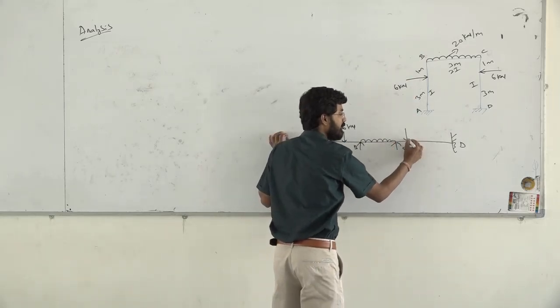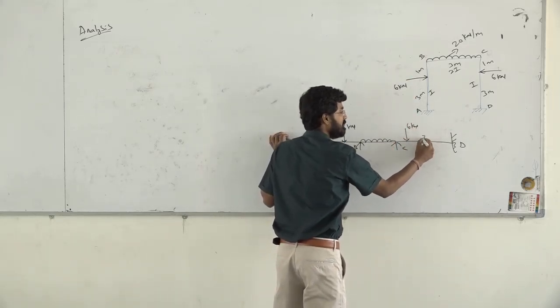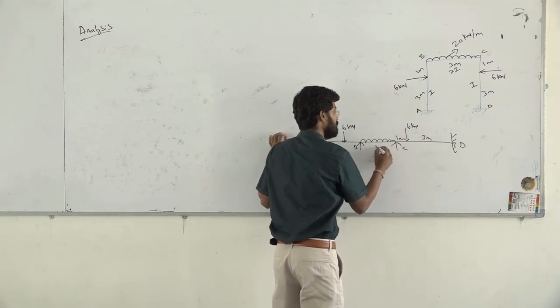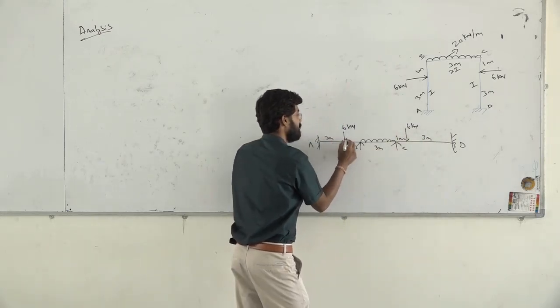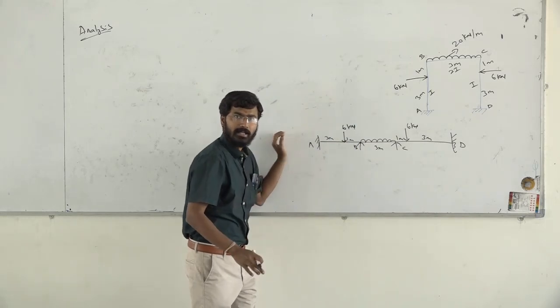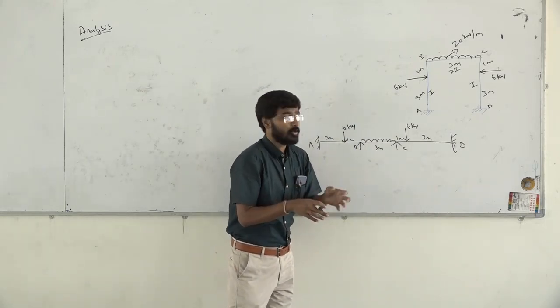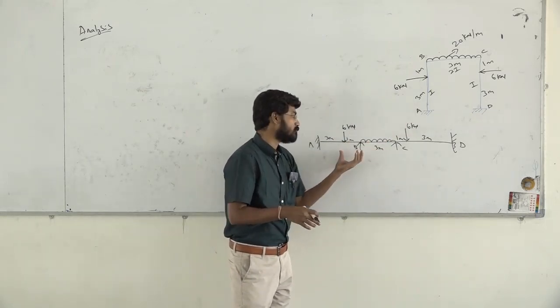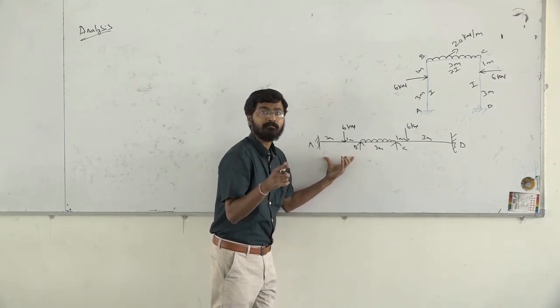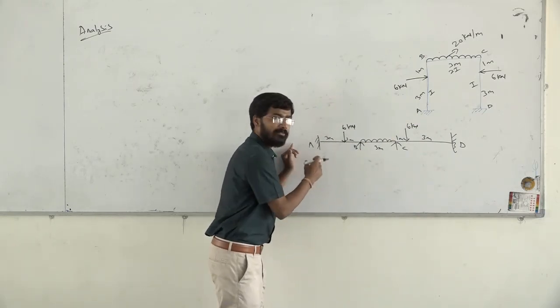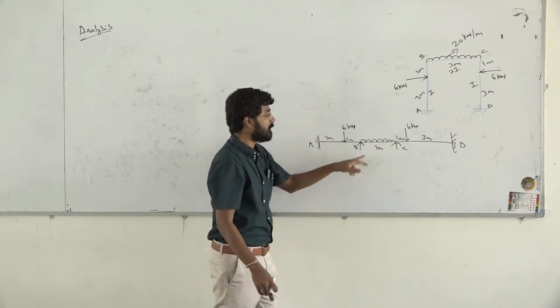Similarly from C, again we have a 6 kilonewton load. This is 3 meters, this is 1 meter, this is 3 meters, again this is 3 meters, and this is 1 meter. Now we have made it very simple. Why? Because with the portal frame, we are going to consider each and every beam or each and every member. Now I have converted my portal frame into a beam.